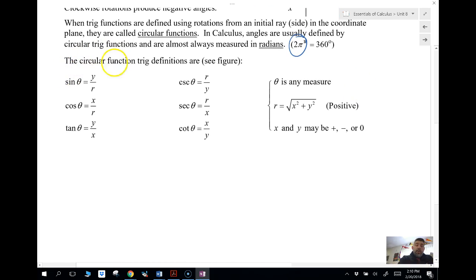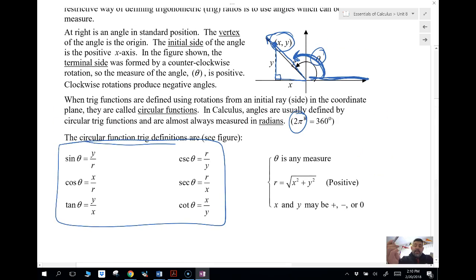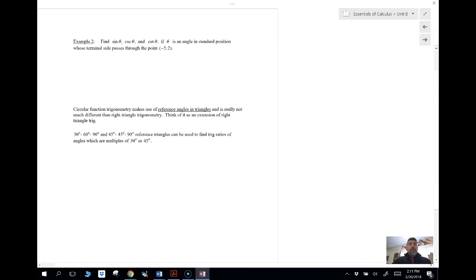So we can use circular functions for trig like this. And again, we're just using x and y instead of adjacent and opposite, and r instead of hypotenuse. Just remember these. You'll need to know them. And actually, if you also remember SOHCAHTOA, you can pretty much figure these out just by SOHCAHTOA. All right, so let's take a look at some examples of this.